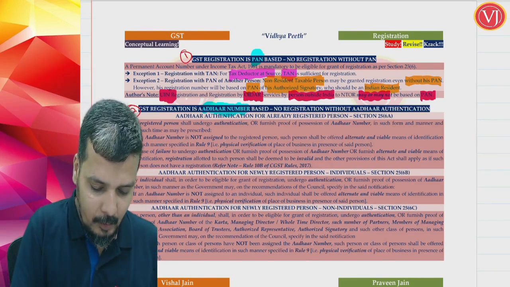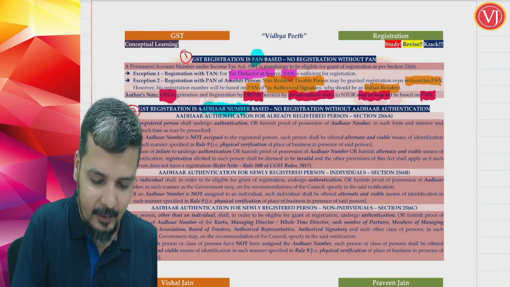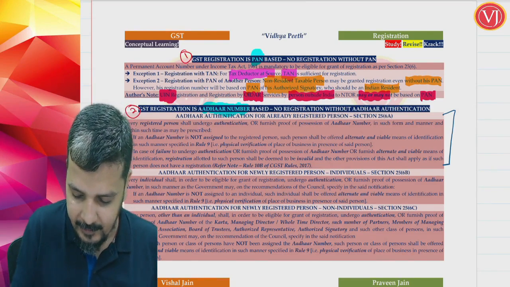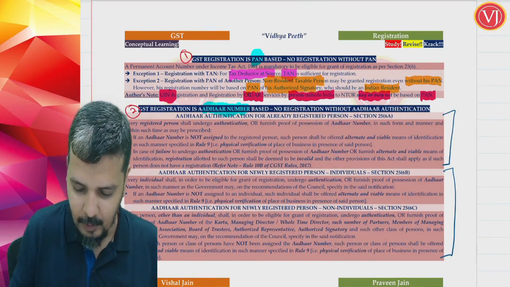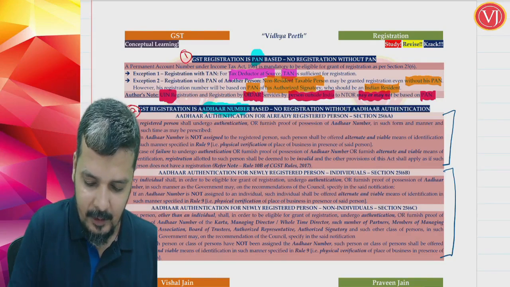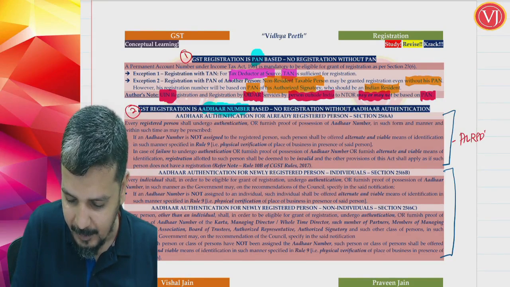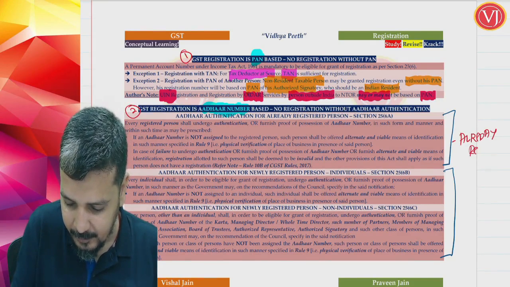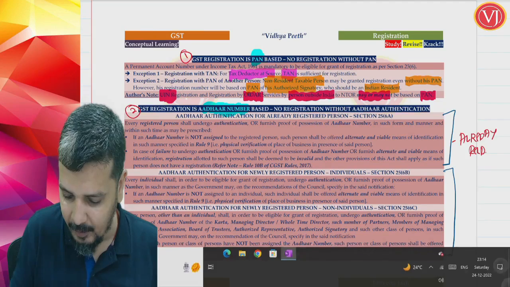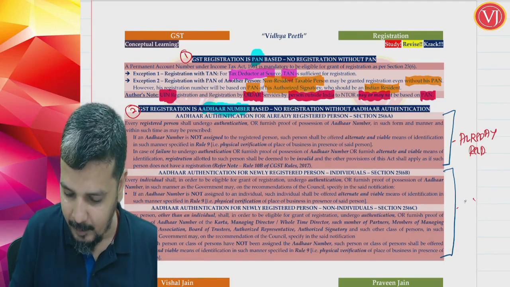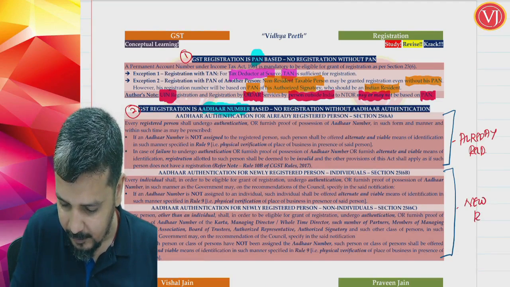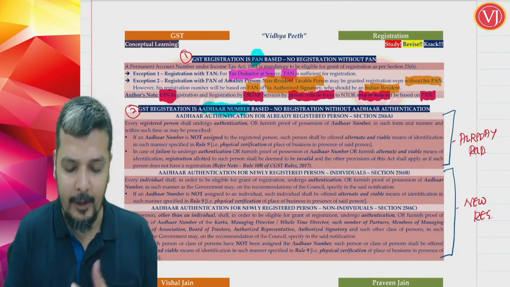So, you're talking about two aspects. The first aspect here, we are discussing about an already registered person. Second aspect, you're talking about new registration. So, here, you have two aspects. One is already registered person. What will happen for already registered person? And second aspect, you're talking about the person who's taking new registration, individual and non-individual.